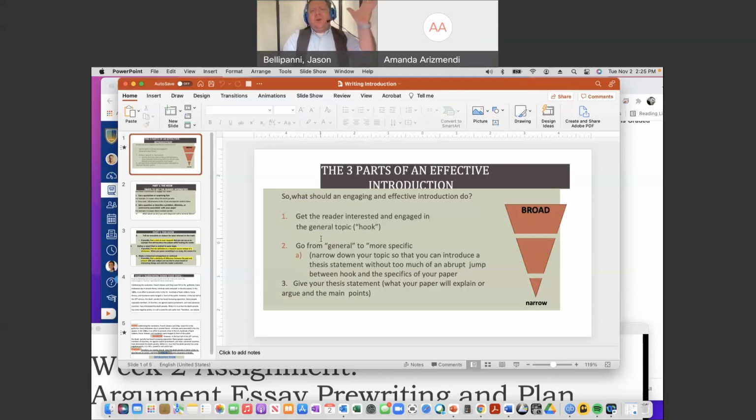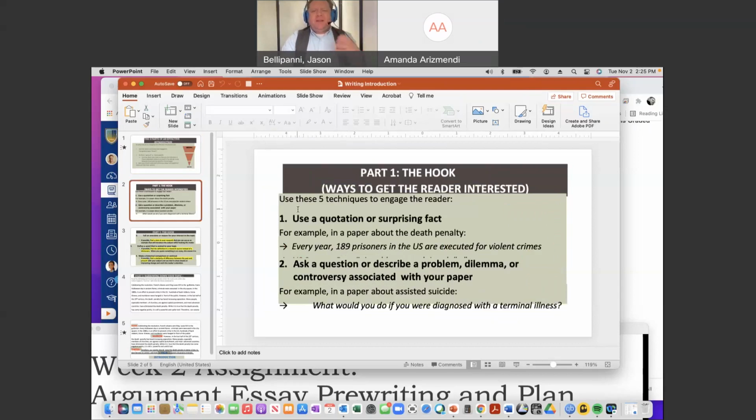Then in general, you're starting general from the subject, whatever the big subject is. You're starting with sort of background, like here's the general issue. And each sentence, you're basically getting more and more specific. And then you end with your thesis statement.